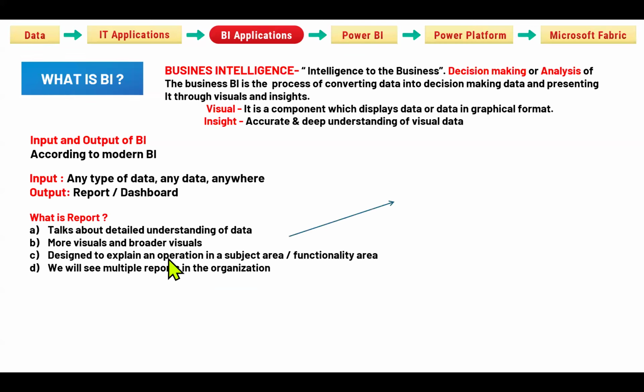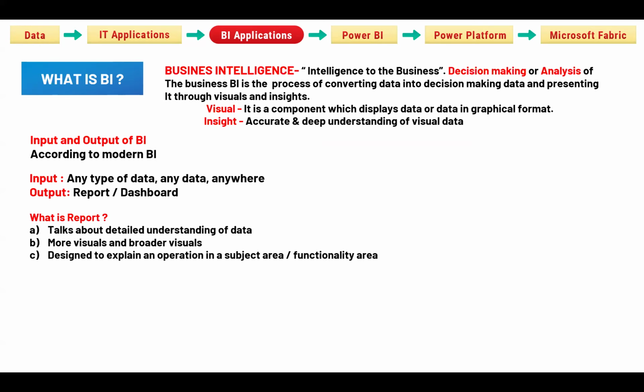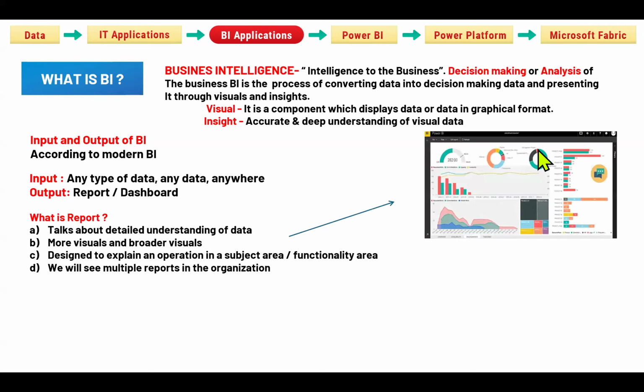Once again, first, detailed data. Second, more visuals, broader visuals. Next, designed to explain an operation or subject. So an operation in a subject area, simply an individual operation. Next, more reports in the companies. It looks like this. This is a report: detailed data understanding, multiple visuals, more data.